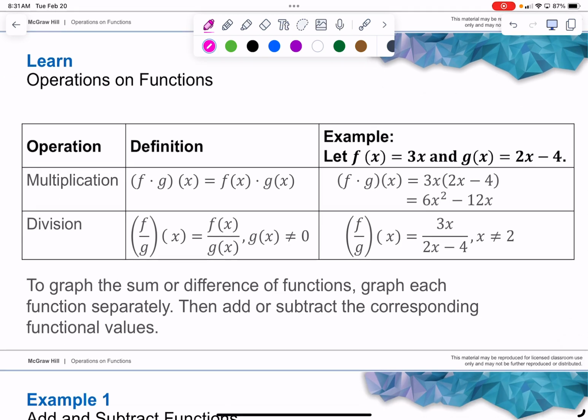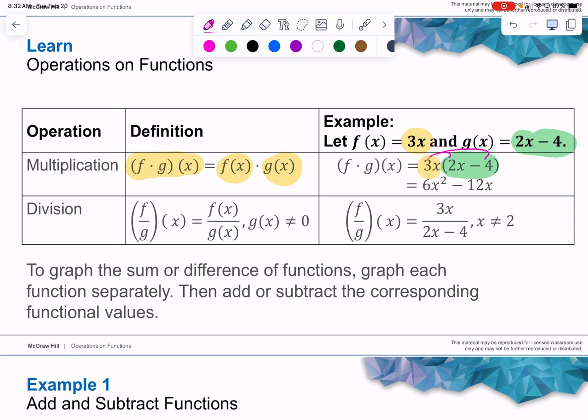Multiplying f times g of x means you're going to take all of f of x and multiply it by all of g of x. Again, we've seen this before, where we have 3x times all of g of x, and then we have to distribute, right? And we get 6x squared minus 12x.